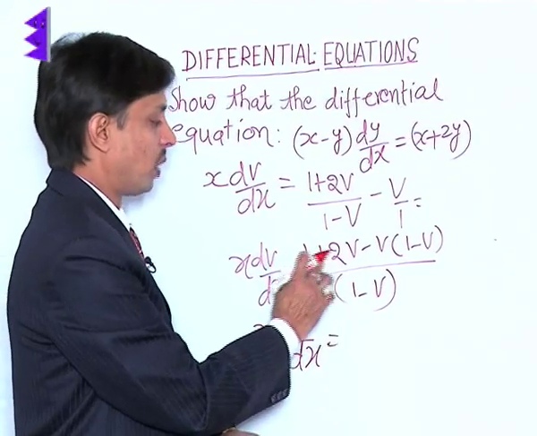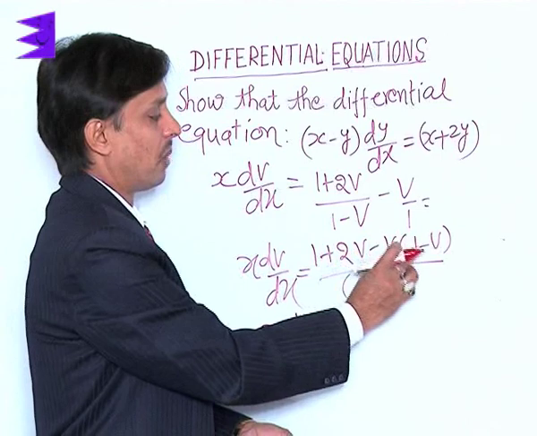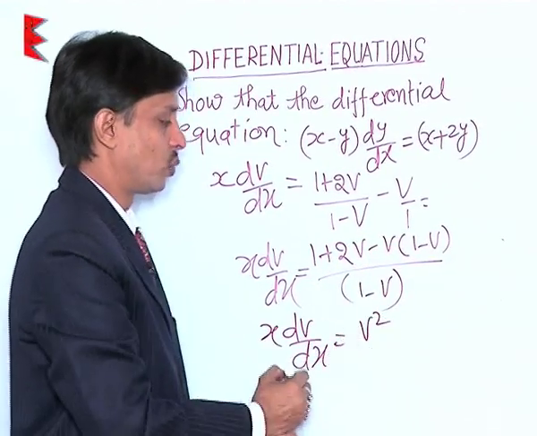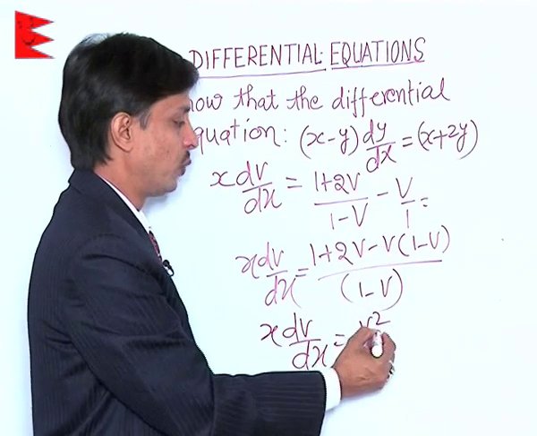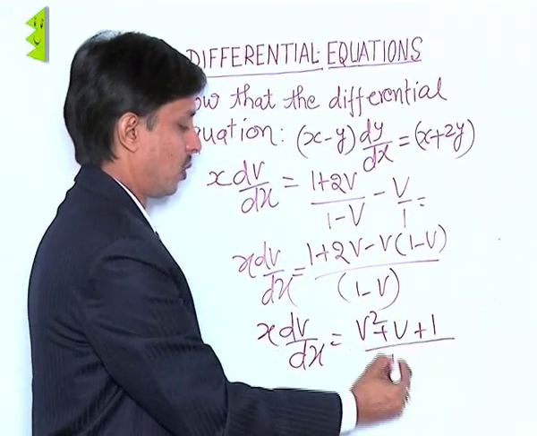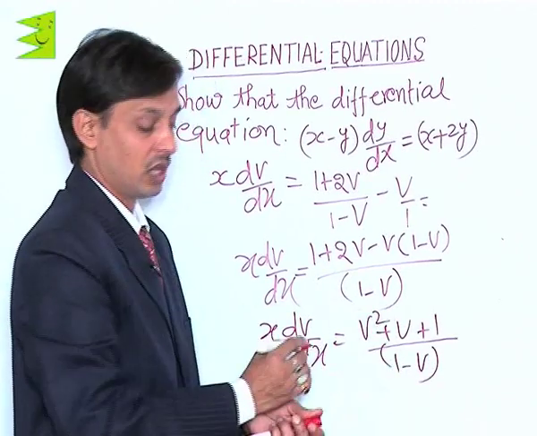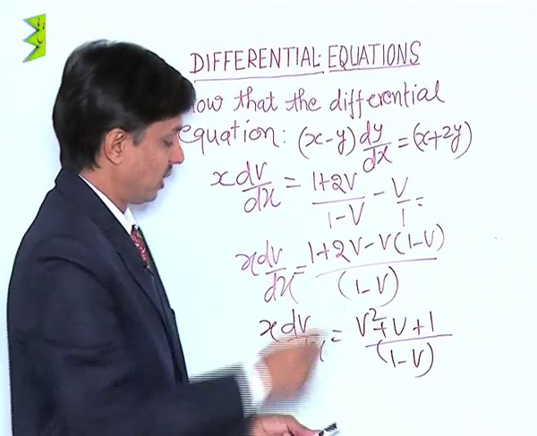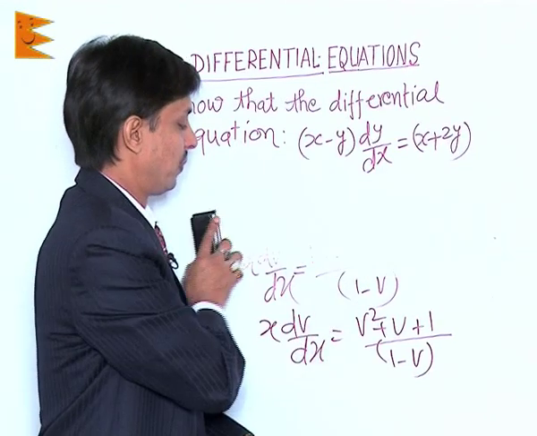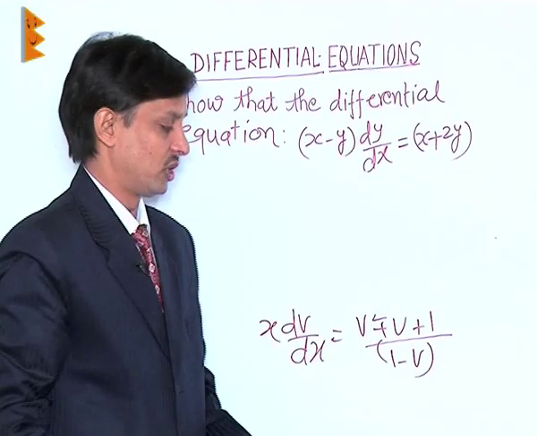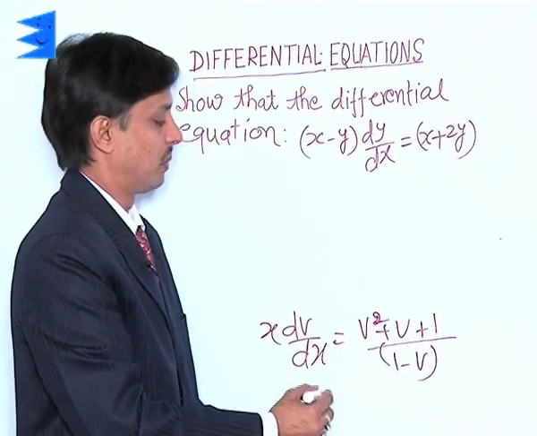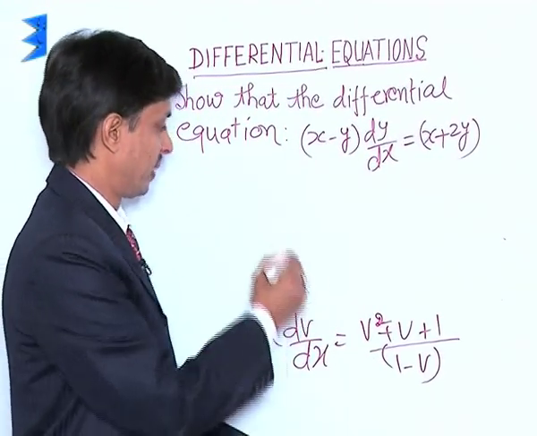is equal to 1 plus 2v, then minus v, then minus minus plus v square. So this becomes v square, 2v minus v becomes plus v, and then plus 1, upon 1 minus v. After obtaining this result, we can think about how to solve this differential equation. This is our x dv upon dx is equal to (v square plus v plus 1) upon (1 minus v).